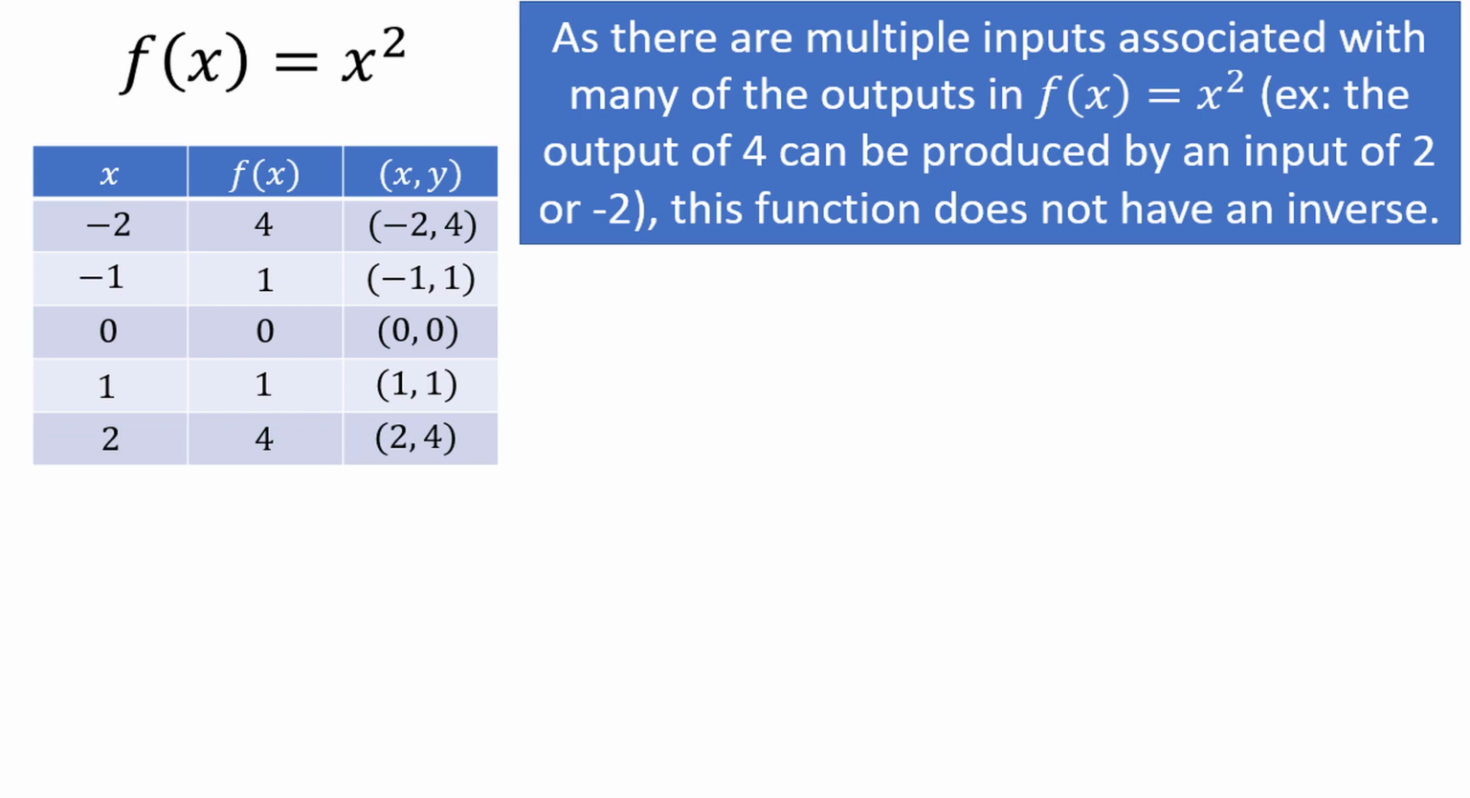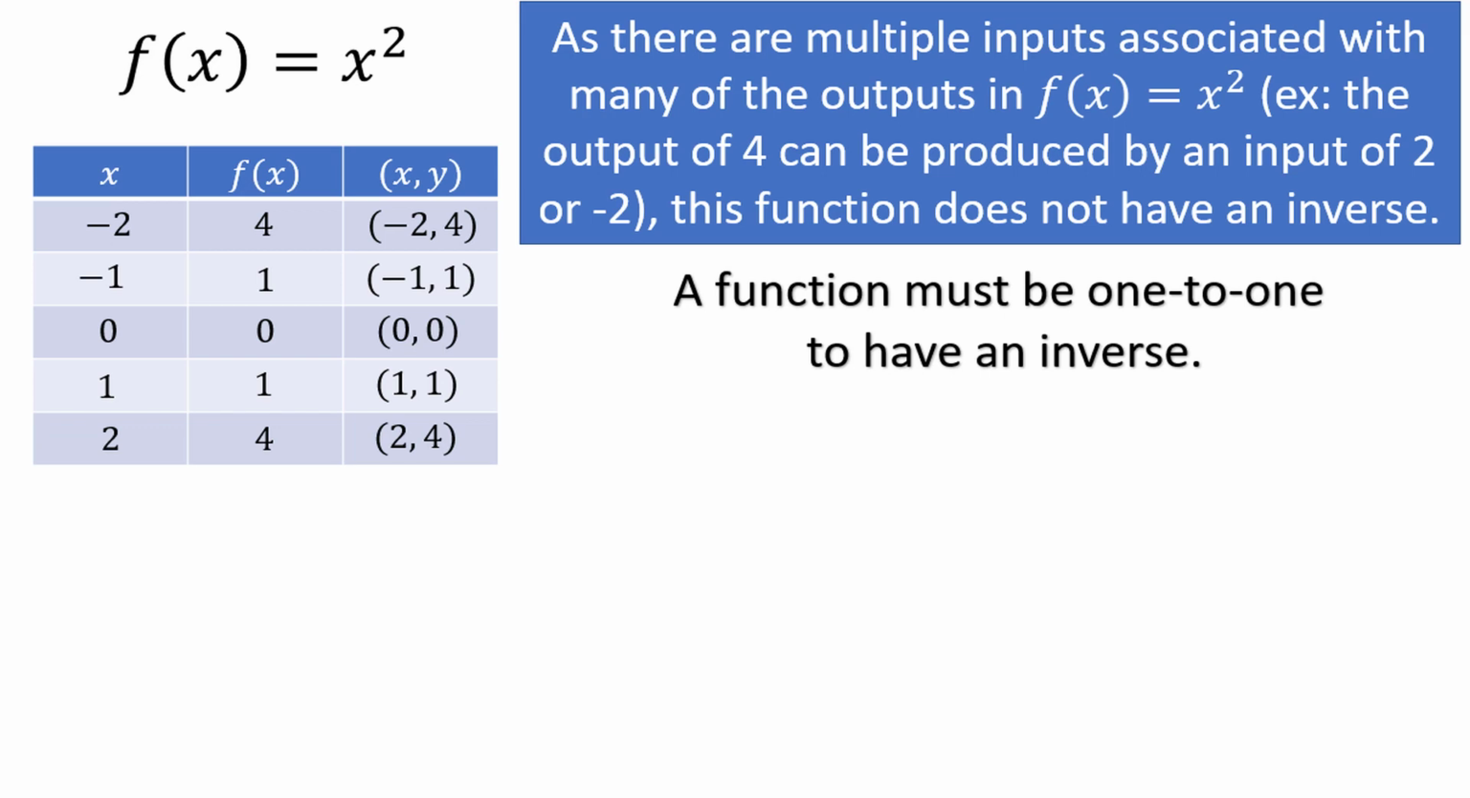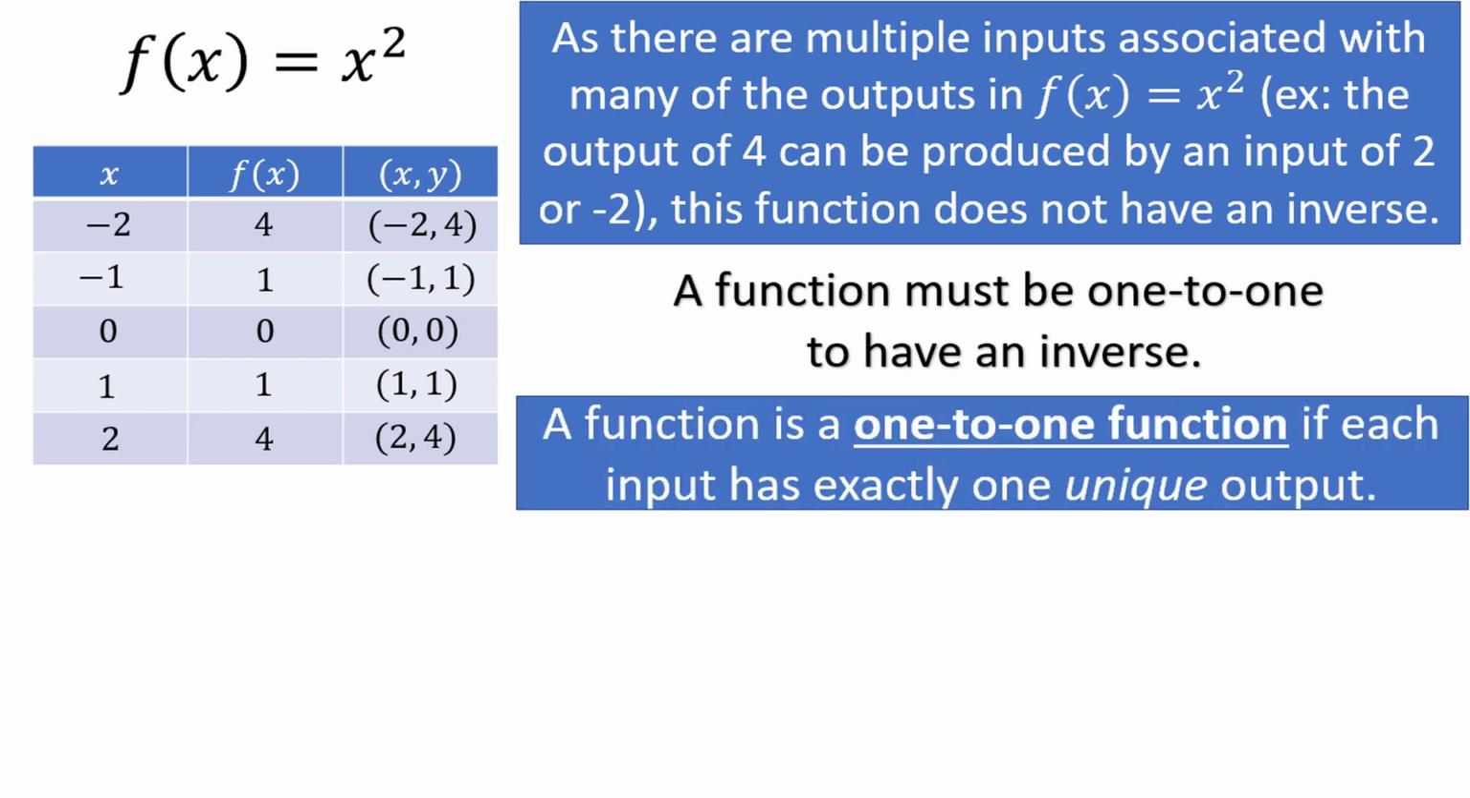More specifically, we say that a function must be one-to-one in order to have an inverse. A function is a one-to-one function if each input has exactly one unique output. X squared is not a one-to-one function as there are many inputs that produce the same output, such as 2 and -2 both outputting 4. The output of 4 is not unique to any one input. The output of 4 is common to multiple inputs, making x squared not a one-to-one function, which is why it does not have an inverse.